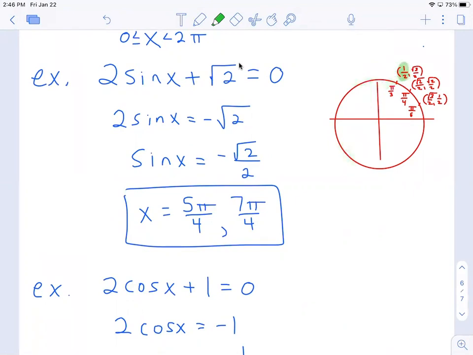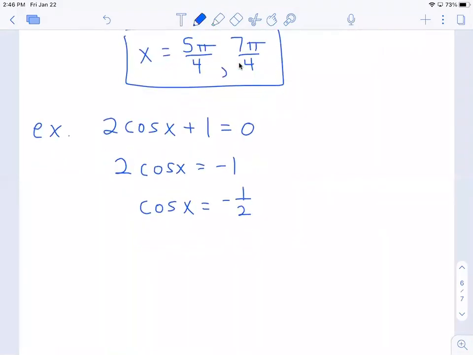And so in the second quadrant, that would be 2 pi over 3. And down here in the third quadrant, it would be 4 pi over 3. Those are my two answers. So x equals 2 pi over 3 and 4 pi over 3.